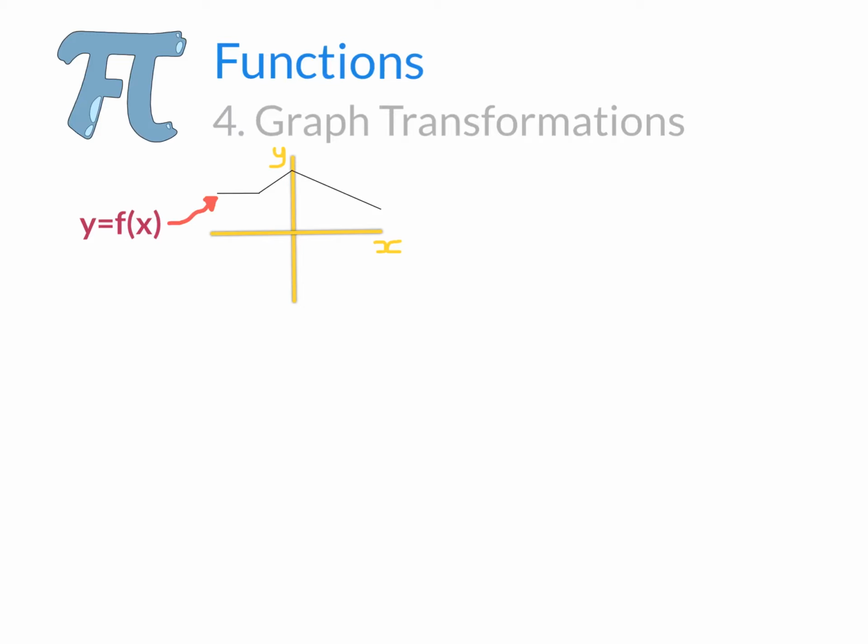Now I emphasize the point from Functions 1 that for any point along this curve, if you input the x-coordinate into the function f, the output you get is the y-coordinate. When we transform a graph, what we draw is no longer y is equal to f of x, but different variations of f of x, which I will now show.